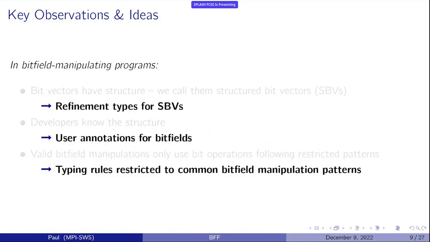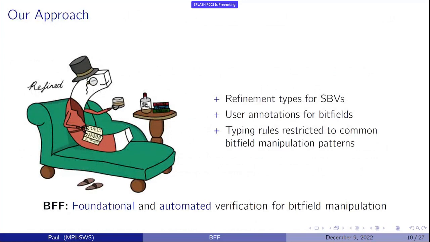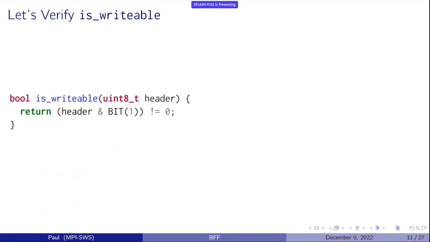So putting these ideas together on top of RefinedC, we present BFF, a new framework that aims to verify the functional correctness of bit field manipulation. And since we are now just dealing with a fragment of the general bit vector theory, we can achieve foundational and automated verification. Now, in the next part of the talk, I'd like to show you by this example how BFF can verify the functional correctness of this function.